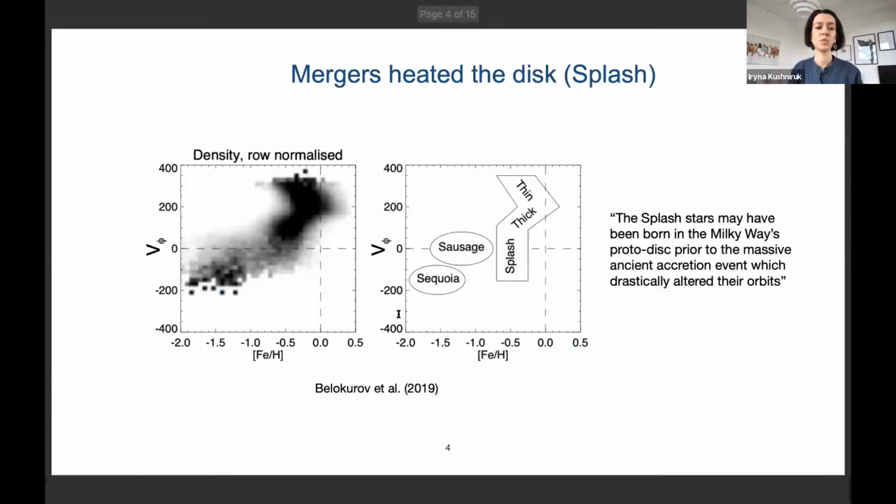Except that we know that mergers can hit the disk. For example, these plots I borrowed from the Belokurov et al. paper, and they show V-phi versus metallicity. If we compare the populations, we can recognize thin disk, thick disk, sausage, Sequoia, and the heated thick disk, which is called the splash. And here I provide a citation from the paper, stating that the splash stars may have been born in the Milky Way's protodisk prior to the massive ancient accretion event, which drastically altered their orbits. So mergers can hit the disk.